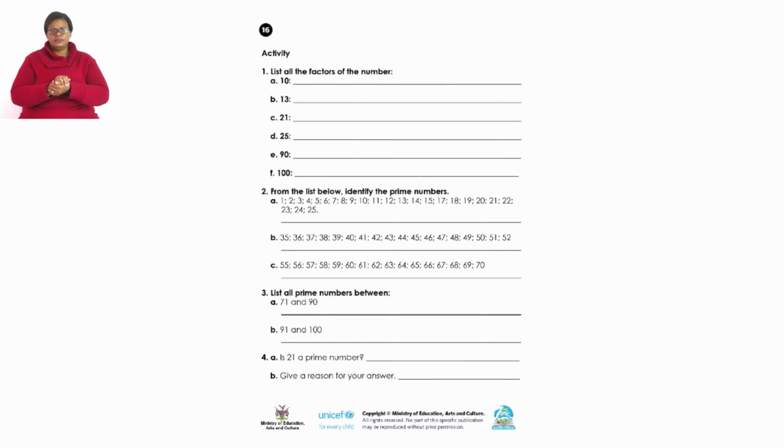Number 3, you need to list all prime numbers between 71 and 90. B, between 91 and 100. Number 4, A, the question is asking, is 21 a prime number? You only need to say yes or no. B, you need to give a reason why you say yes or why you say no. Moving to page 17.